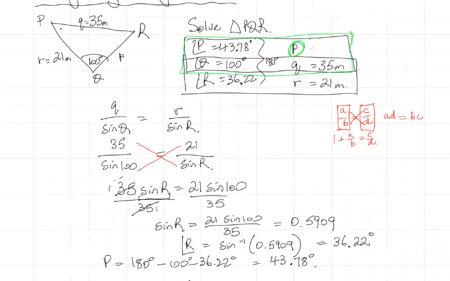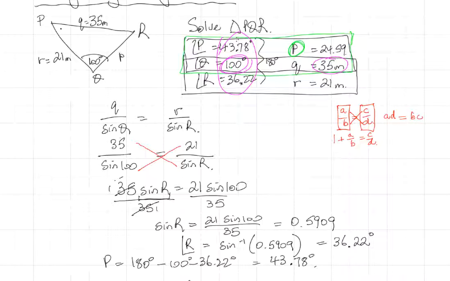24.59. Now, one thing you should check before you go through and say, okay, that's the answer, is that the three angles add up to 180 degrees, and yes, they do. If you add those three up, we get 180 degrees. And the other thing to look at is to see that the biggest side's opposite the biggest angle. So 100 is the biggest angle, and by the look of it, 35 meters is the biggest side.